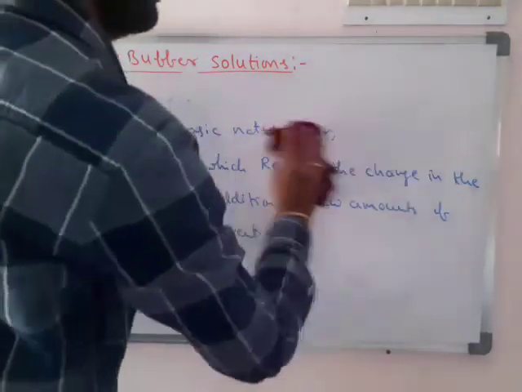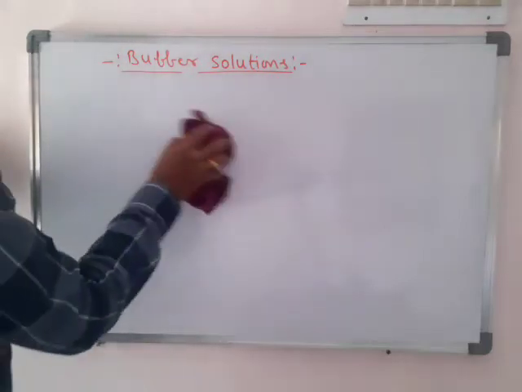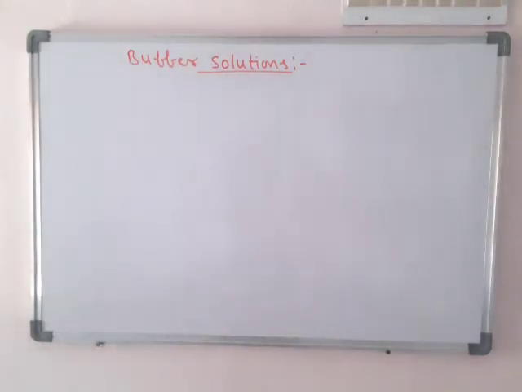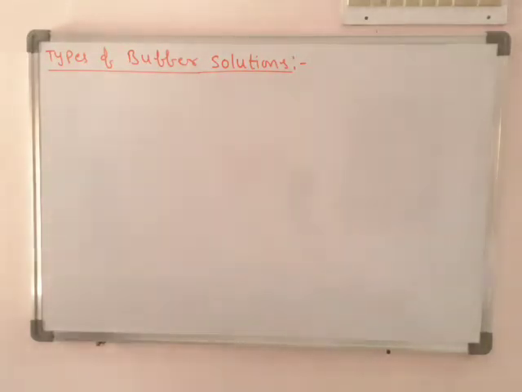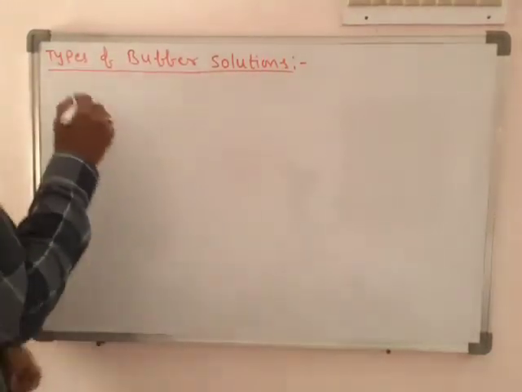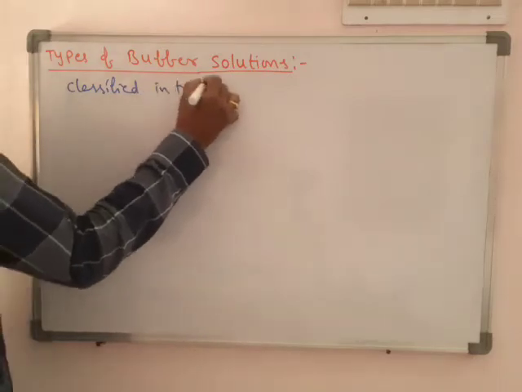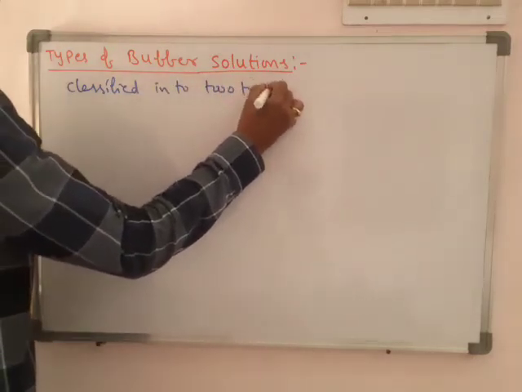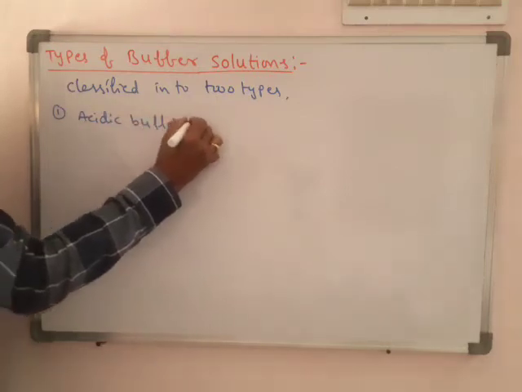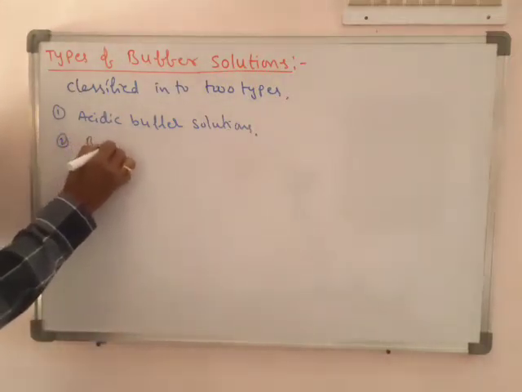Next we see the types of buffer solutions. There are mainly two types of buffer solutions. Buffer solutions are classified into two types. Number one, acidic buffer solutions, and the second one, basic buffer solutions.